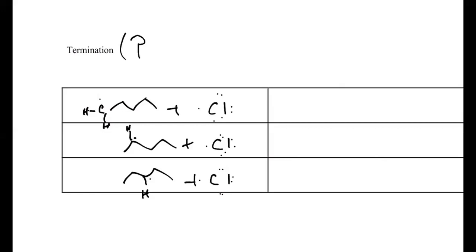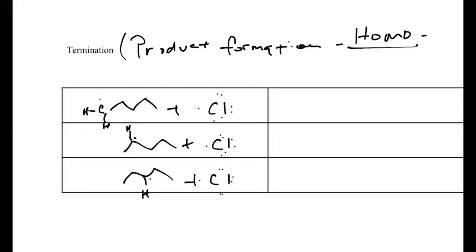I don't want to say substitution, because so that's the product formation step, and everything here is homo what? Genic. Good. Because I'm making carbon chlorine bonds in this case. So everything is homogenic.